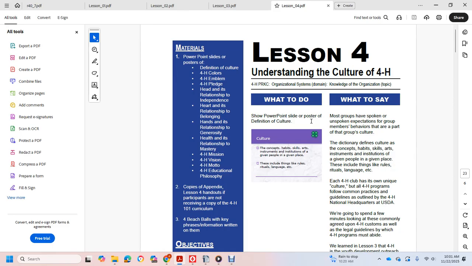All 4-H clubs have common practices and guidelines outlined by 4-H National Headquarters and the USDA. We're going to spend a few minutes looking into these commonly agreed-upon 4-H customs, as well as the legal guidelines by which the 4-H program must abide.